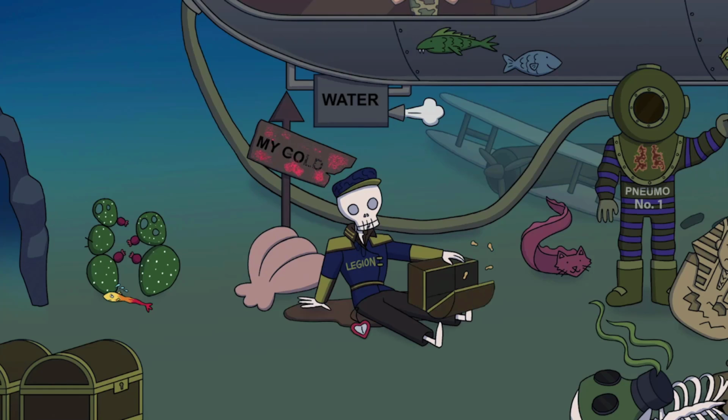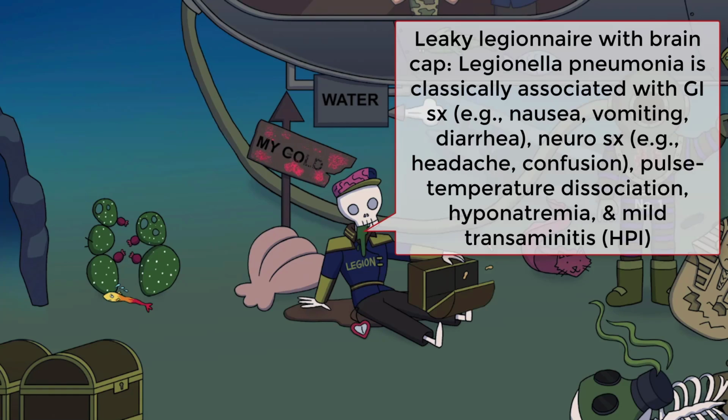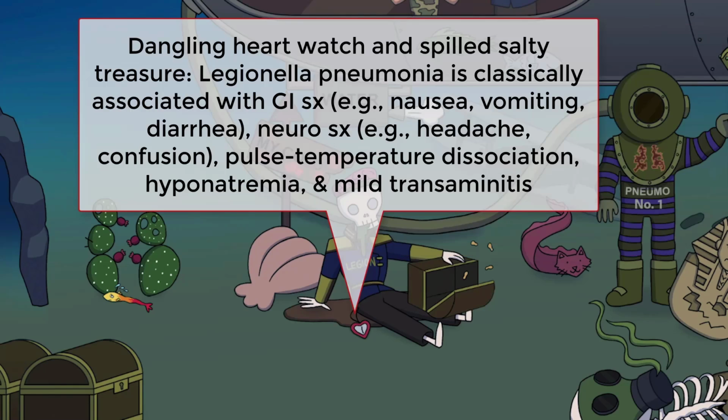Legionella pneumonia presents more like an atypical pneumonia with a delayed onset of pulmonary symptoms. And although no signs or symptoms can reliably distinguish Legionella pneumonia from any other type of pneumonia, there are some suggestive features. Legionella pneumonia is commonly associated with extrapulmonary manifestations, including GI symptoms like nausea, vomiting, and diarrhea, and even neurologic symptoms like headache and confusion. Legionella infection is also classically associated with a relative bradycardia despite high temperature, hyponatremia, represented by this Legionnaire spilled salty sodium peanut treasure chest, and even a mild hepatitis causing elevated hepatic transaminases.